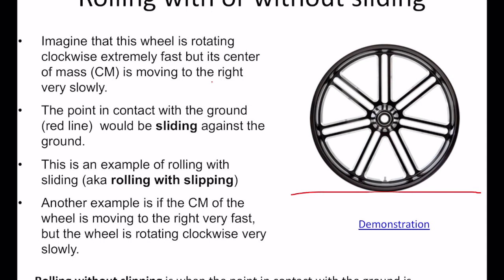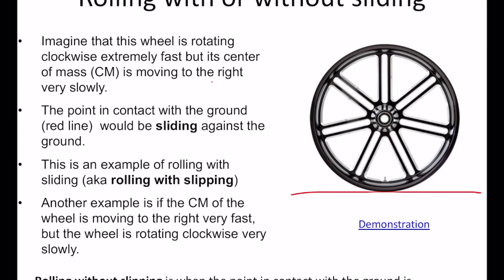So consider this wheel, and let's say that the wheel is rotating for some reason. It's rotating very, very fast. It's standing on the ground. The red line is the ground here. And let's say that the wheel is rotating very fast. And at the same time, it's just moving to the right very slowly, right?